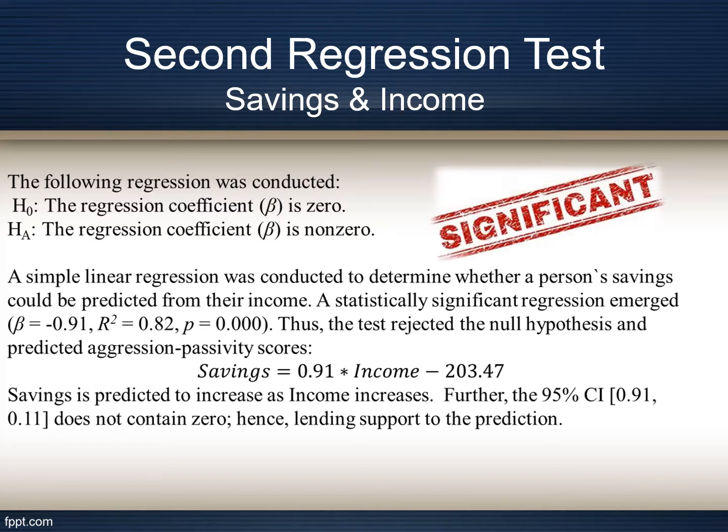Thus, the test rejected the null hypothesis and predicted regression with the passivity scores. Savings equaled 0.91 times income minus 203.47. Savings is predicted to increase as income increases. Further, the 95% CI, which was 0.91 and 0.11, does not contain 0, hence lending support to the prediction.